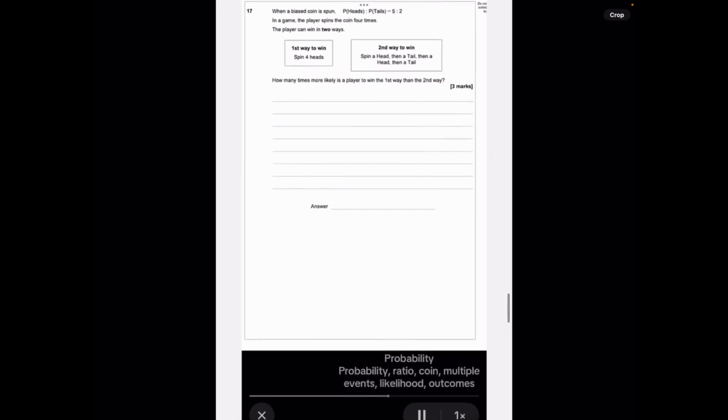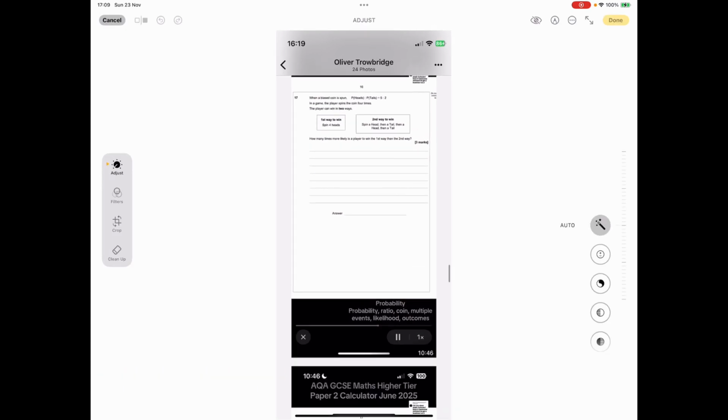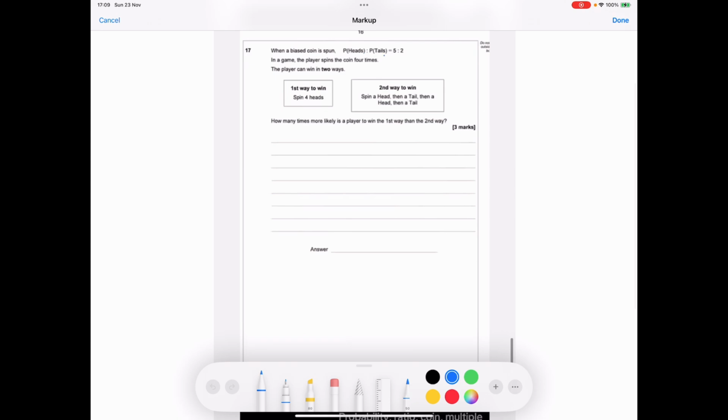When a biased coin is spun, the probability of heads to the probability of tails is 5 to 2. In a game, the player spins the coin 4 times. The player can win in 2 ways. First way to win, the spinner spins 4 heads. The second way to win is spin a head, then a tail, then a head, then a tail. How many times more likely is a player to win the first way than the second way?